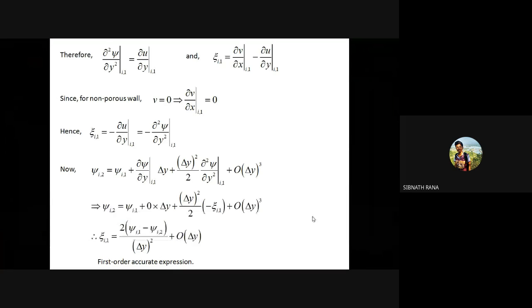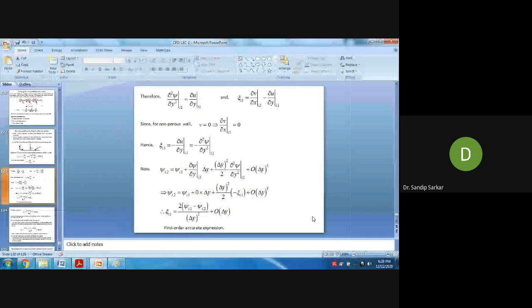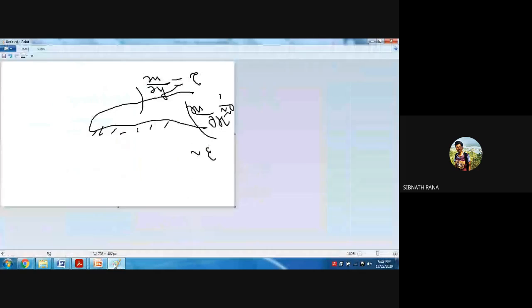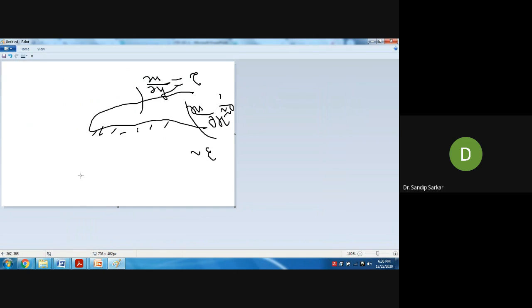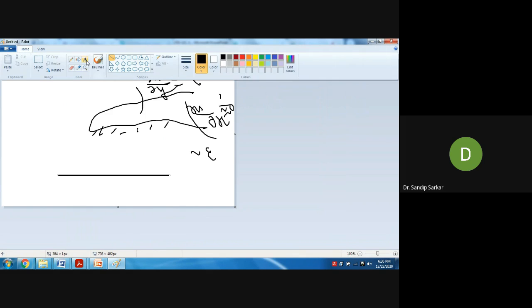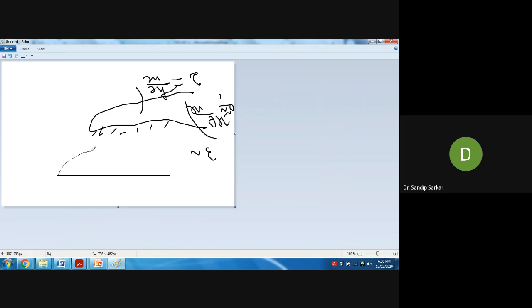Sir, could you please explain it again? Which one? Have you studied the boundary layer? What is there in the boundary layer? Suppose this is your flat plate, and there's a problem actually. I don't have a stylus pen with me. So this is your boundary layer, right? Fluid is flowing. This is the boundary layer.